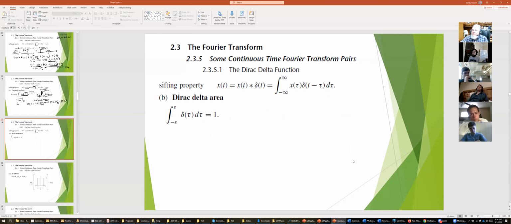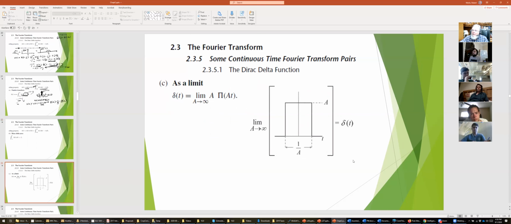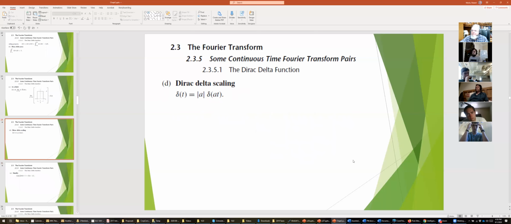Okay, I think this is what we saw before. The area is equal to 1. We talked about this as a limit also. The limit of this rectangle with unit area always has a unit area. As capital A goes to 0, we have 0 width, infinite height, area of 1. That's what one has to remember about the delta function besides some of its properties.